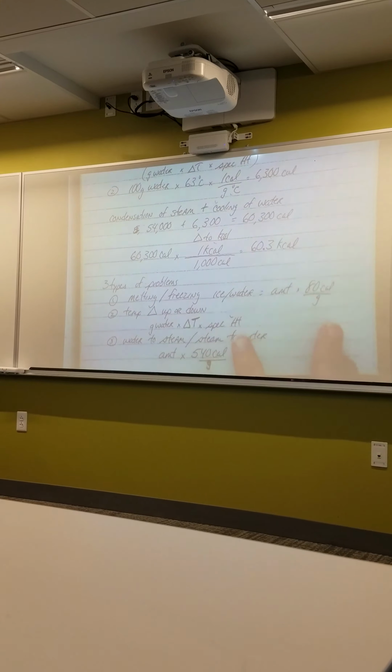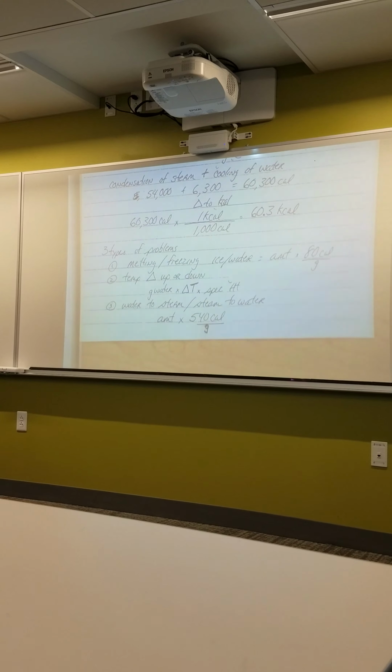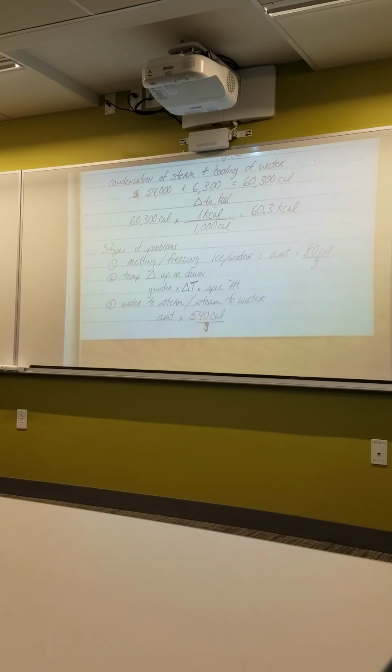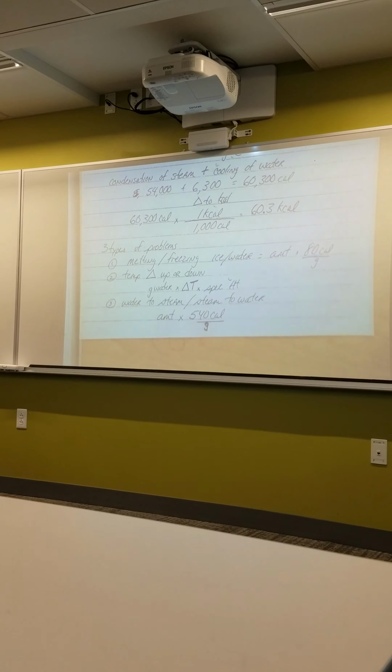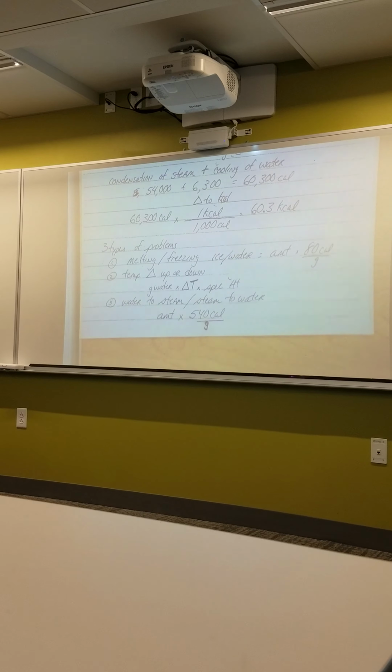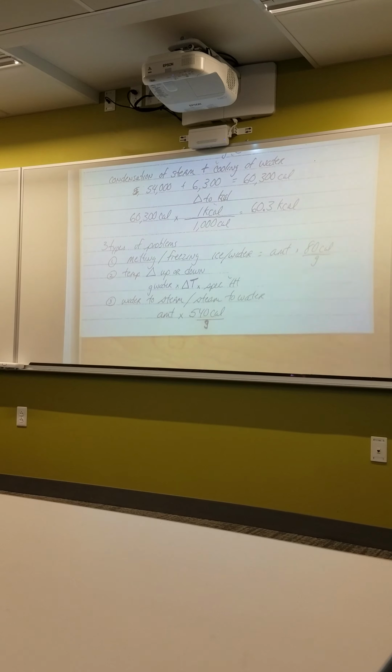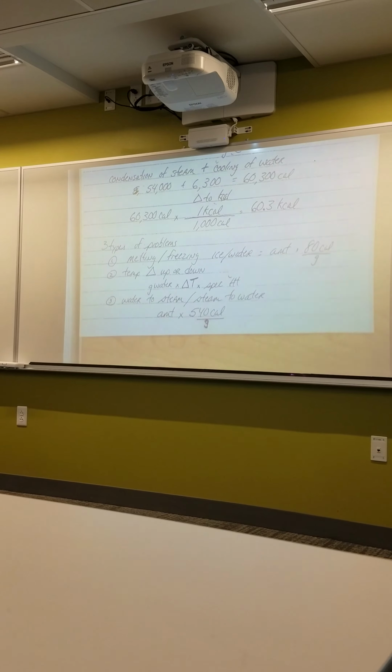So once again, the types of problems we've done: melting and freezing, you multiply by 80. Temperature change, up or down: grams of water times your temperature change times specific heat. And then water to steam, steam to water, you multiply by 540. So that's what we've done so far.